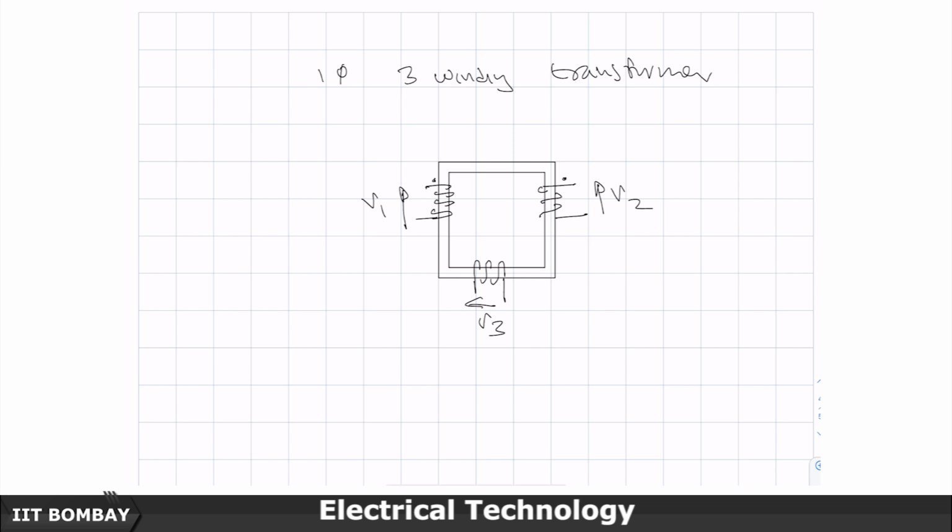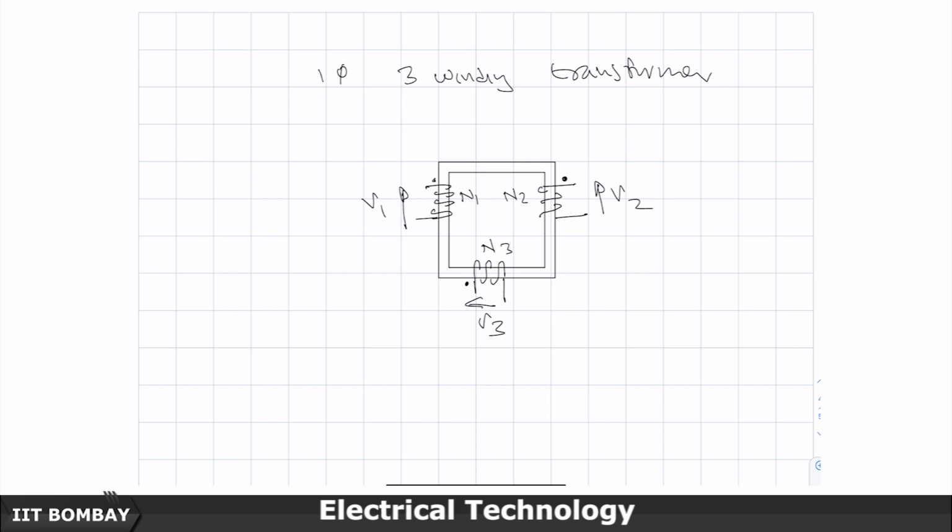Yeah, so this dot will incidentally come here, and if I rotate the right handed screw with current entering from this terminal, I will get the flux in the clockwise direction. So, therefore, these will be the polarities of V1, V2, V3. Now, let us say this has turns N1, this has turns N2, this has turns N3.